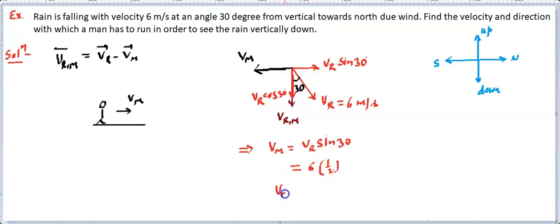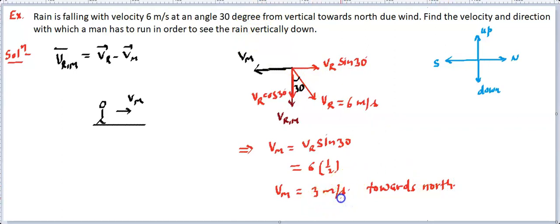Now the velocity of rain is given to us, that is 6, and sine 30 degrees is a half. That means the man must be running with a velocity of 3 meters per second. So from here we got to know what the velocity of man is, and this must be towards north. So in order to achieve this particular condition, the man must be running towards north with velocity 3 meters per second.